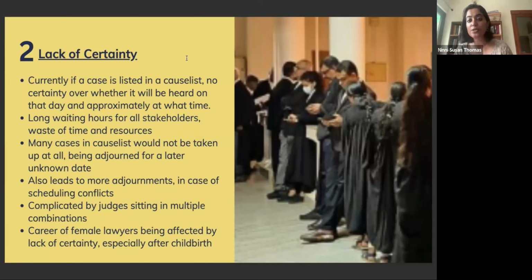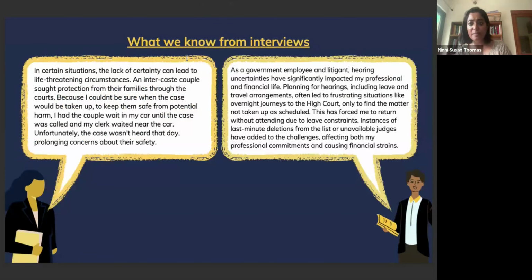We also spoke to women lawyers who told us that because of this, along with delayed publication and uncertainty, even women lawyers in law firms who were reaching a level where they thought they would make partner, then childbirth happened, and along with uncertainty and this delayed publication of cause lists, they had to take up matters of lesser stake, where they knew that even if something happened and the day was so uncertain, it would be okay.